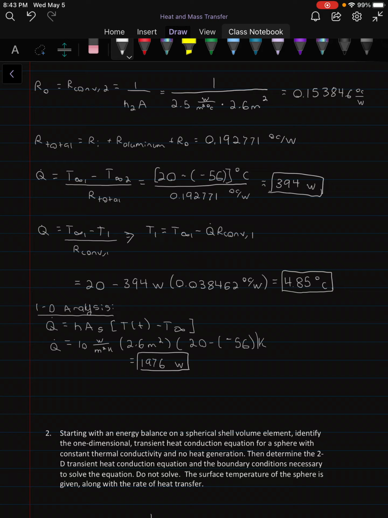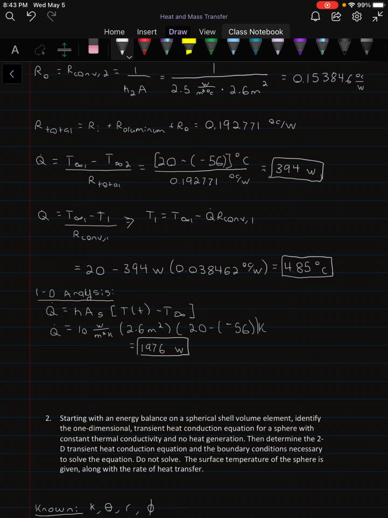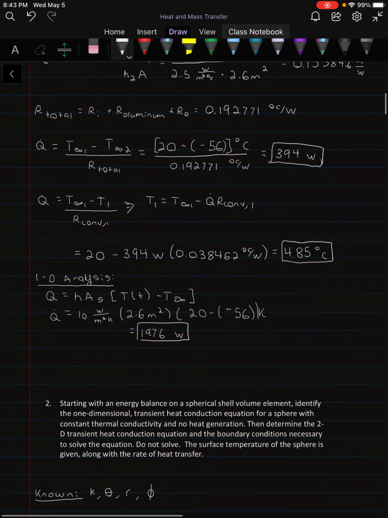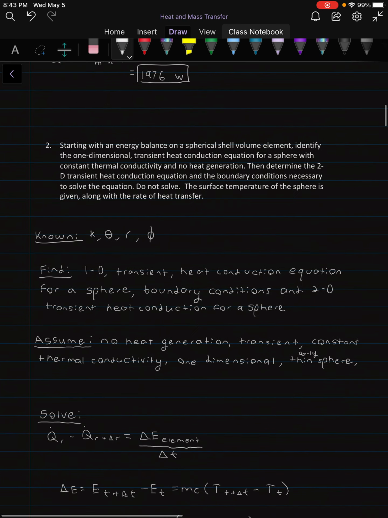So for our 1D analysis, you can just say Q is equal to h times your area times the change in temperature. So you can see that without resistance, there's a much higher heat transfer. So the aluminum walls are a lot better at insulation than in the 1D analysis.